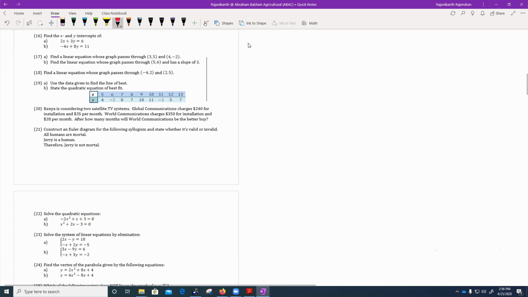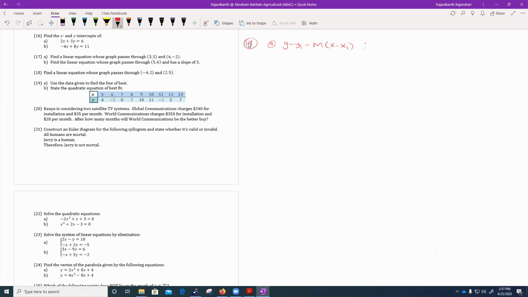Okay, so problem number 17. Find a linear equation whose graph passes through the given 2 points. Recall the formula for the straight line which passes through 2 points. We have the formula y minus y1 is equal to the slope m times x minus x1. Here x1, y1 are the coordinates of one of the given points.